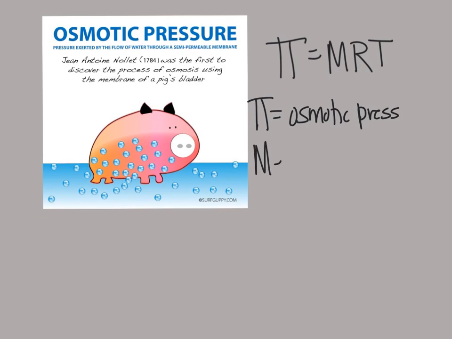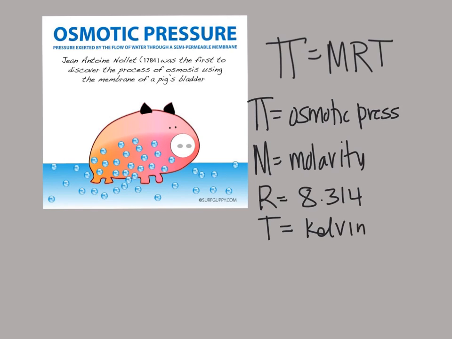The M is molarity. The R is our gas law constant, and we're going to use 8.314. And then T is temperature in Kelvin. So you would be plugging in various numbers and solving for either the osmotic pressure or the molarity. And you would see units of pressure like this, 8.314 is in kPa. So typically we're going to see kPa as our unit.